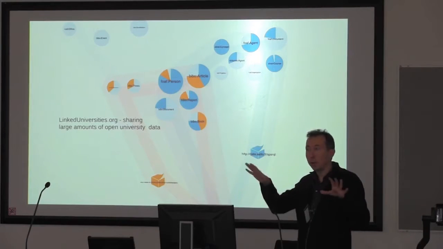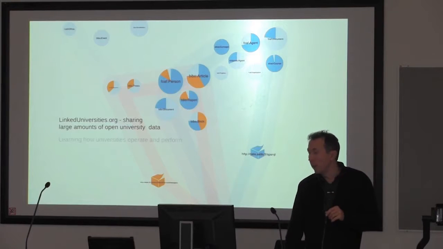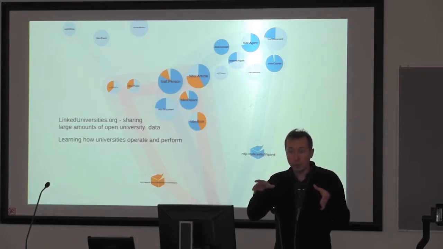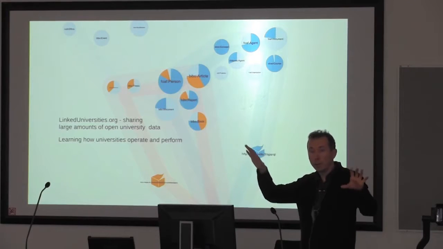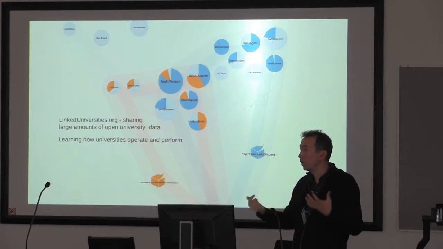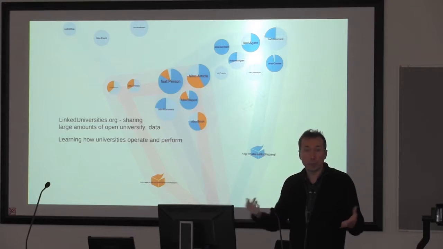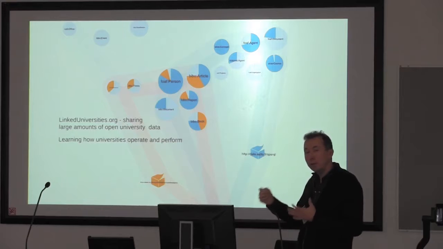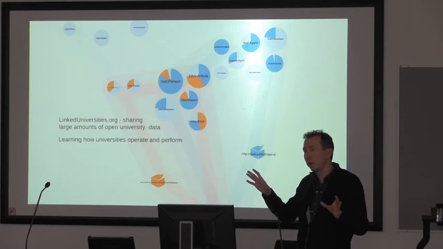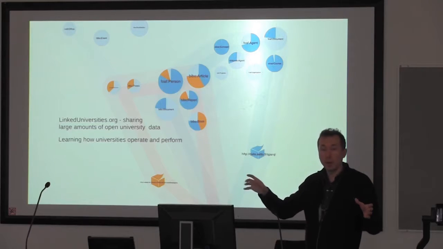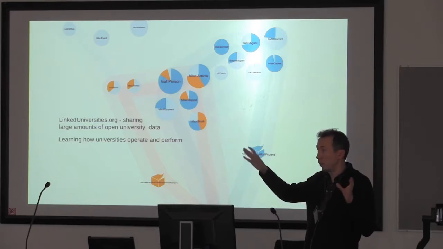If you think about all of this, we can try to understand not just how a single university operates, but also compare how different universities operate. How they perform, what they are actually doing, learn about interesting topics, and perhaps then find some collaboration partners. So this is all about learning. And if you really think about it, we cannot learn how universities perform and work if we don't have the data openly available.